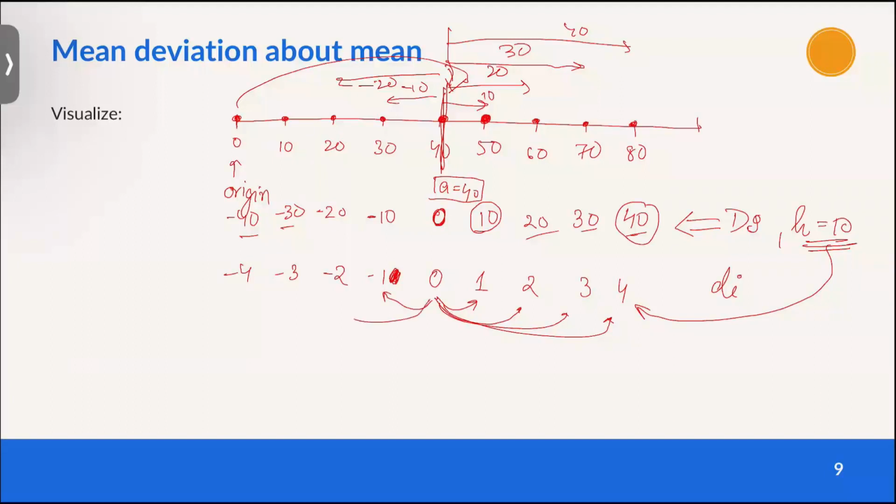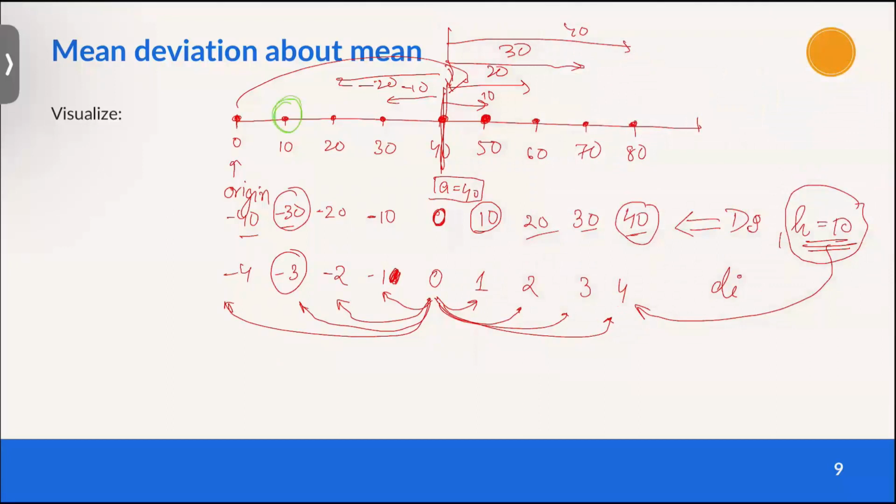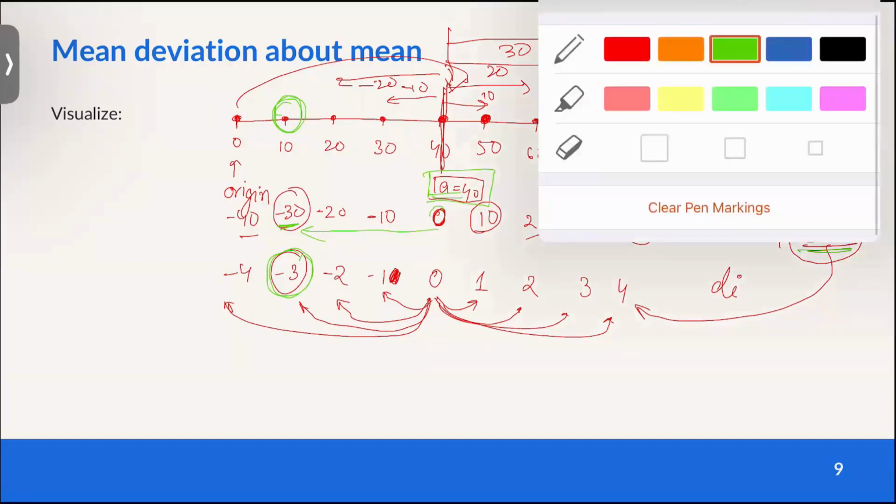Similarly, minus 1 step, minus 2 step, minus 3 step, and minus 4 step. If you are saying minus 3 step of what? Minus 3 step of 10, which is minus 30. So this data, let me change the color for more clarity, is minus 3 steps of 10 away from the assumed mean A. So it is minus 30 distance away from the assumed mean A. Right, so this is what we are doing.